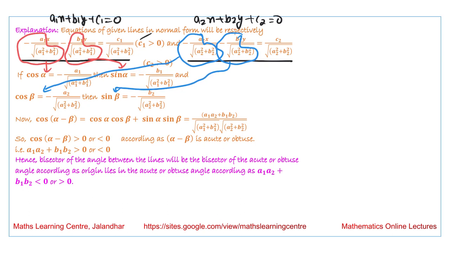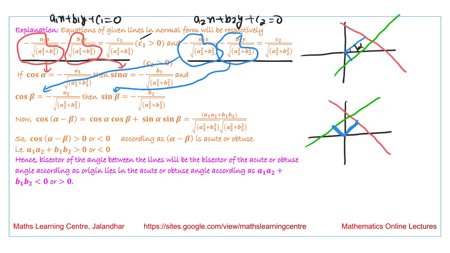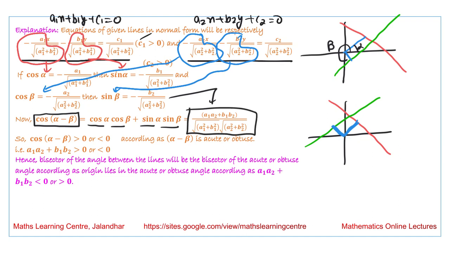So the values over here represent the angles alpha and beta that the normals of these lines make with the x-axis. If we calculate the value of cos of alpha minus beta, we get cos alpha cos beta plus sin alpha sin beta. If we substitute these values over here, we obtain the answer in this form.